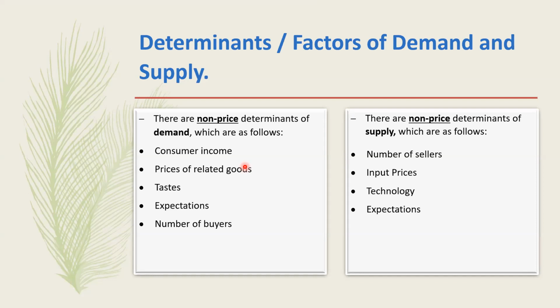Some people may not be able to make the money to just withstand the entire what was happening in the economy. Income is not price. We're not talking about price here. We're talking about non-price. If income increases, you can buy more. You can demand more. But if income decreases, you will demand less.